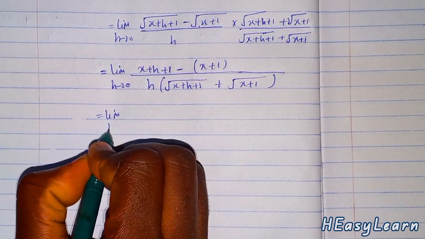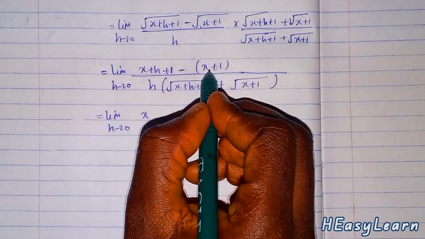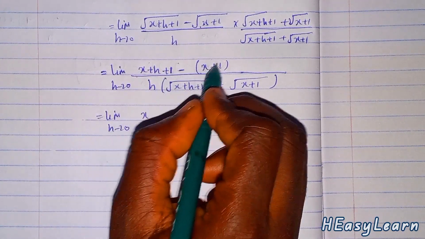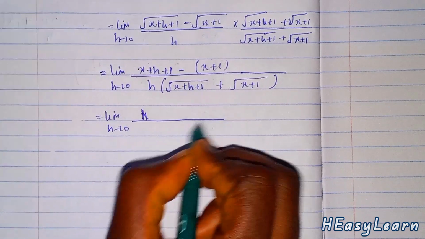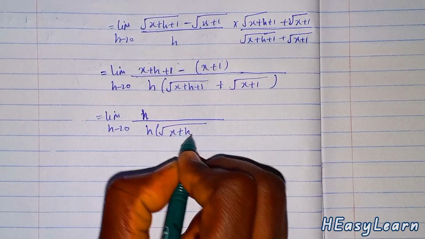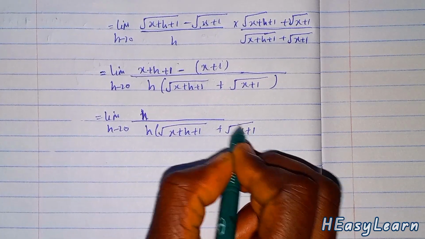Limit as h approaches 0. Use the negative to open the bracket. x will cancel minus x. 1 will also go away with 1. Left with h over h times square root of x plus h plus 1 plus square root of x plus 1.